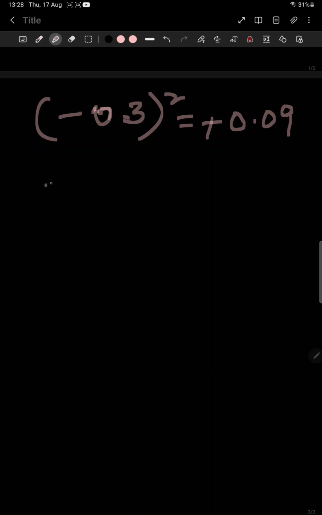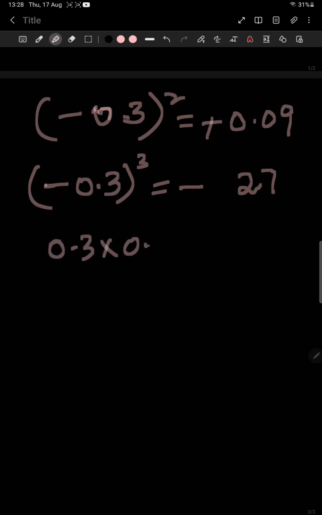Next, for instance, the number is (minus 0.3) cubed. What will be the answer? As we have learned, if the exponent is an odd number, the answer will be negative. So we will place a negative sign over here. Now 3 cubed: 3 threes are 9, 9 threes are 27. So it will be 27 over here. But this is one decimal place. So when we multiply it 3 times, 0.3 multiplied by 0.3 multiplied by 0.3, it will be 3 decimal places. So the answer will be minus 0.027.